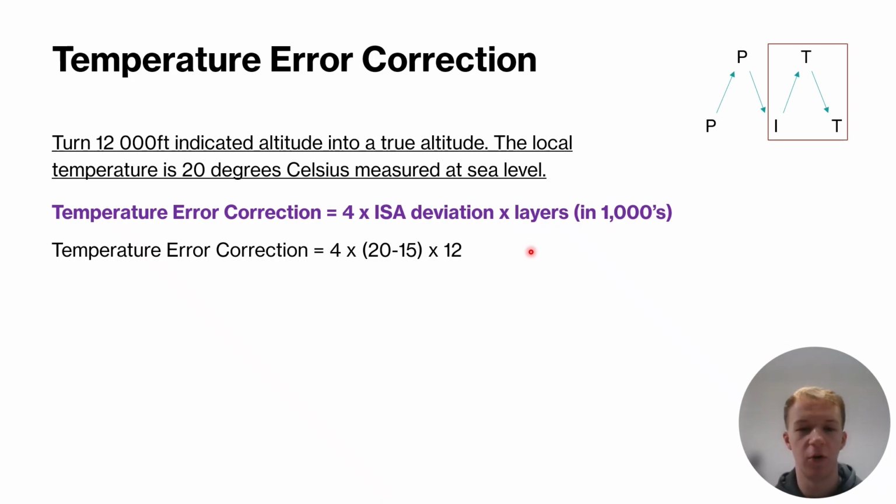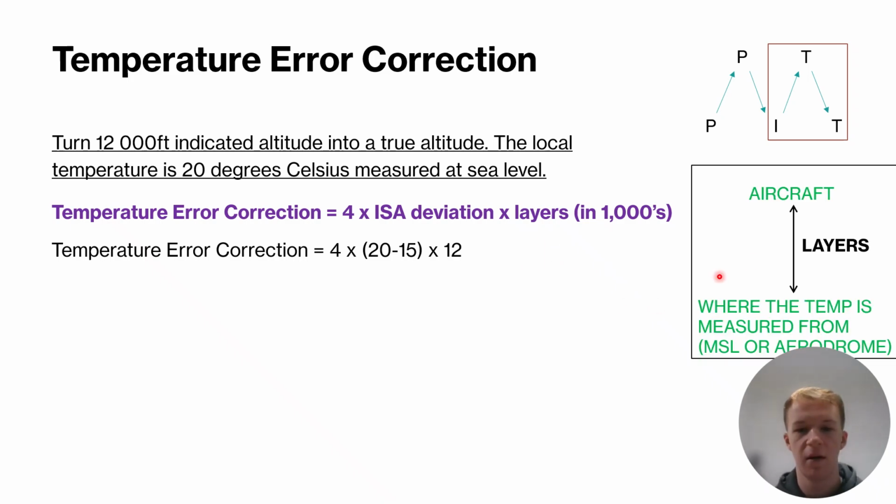This is probably the bit that people struggle with, the layers. So I'm just going to go through it quickly now. The layers are going to be the difference between the aircraft and wherever the temperature is measured from. A lot of the time, people say they get mixed up between mean sea level and the fact that it might be from an aerodrome. Sometimes the temperature is measured at an aerodrome 5,000 feet above sea level, so you will have to use that as your lower point instead of 0. For example, if the aircraft was at 10,000 feet and the temperature was measured from a station at 5,000 feet, the difference would be 5,000 feet worth of layers, and in thousands that will be 5.